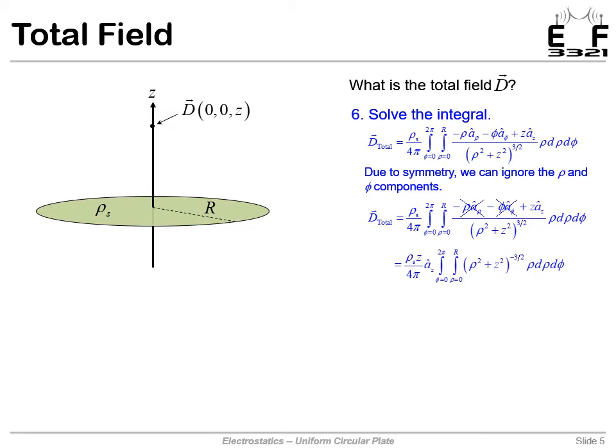And we can simplify things down a little bit. Our z is a constant, so that can come to the outside of the integration. We're just left with rho squared plus z squared to the 3/2 power. I bring it to the numerator, and that's why you see the negative 3/2 in here. Also the unit vector in the z direction has come to the outside because that's not a function of rho or phi either.